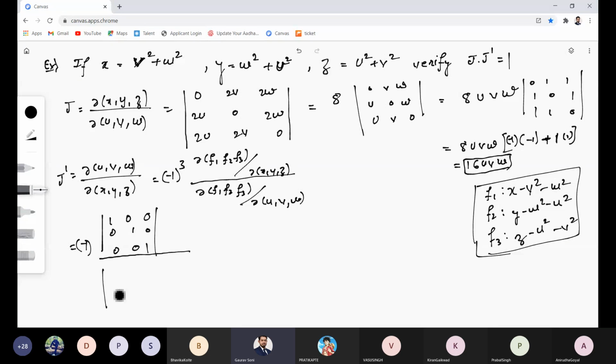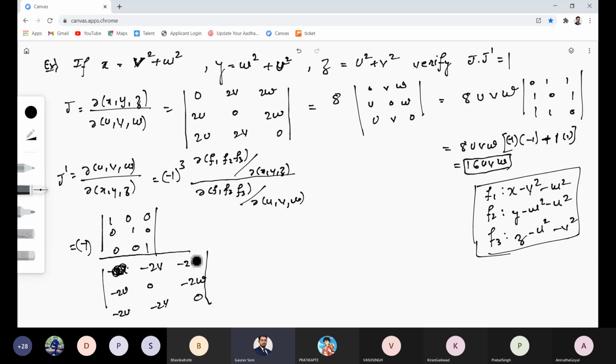And in the denominator, F1 with respect to U is minus 0. F1 with respect to V is minus 2V. With respect to W is minus 2W. F2 with respect to U minus 2U, 0, and 2W minus 2W. Third one. F3 with respect to U is minus 2U, minus 2V, 0.